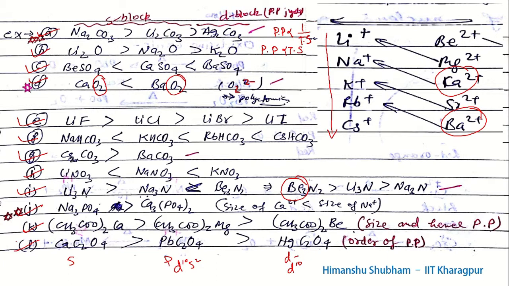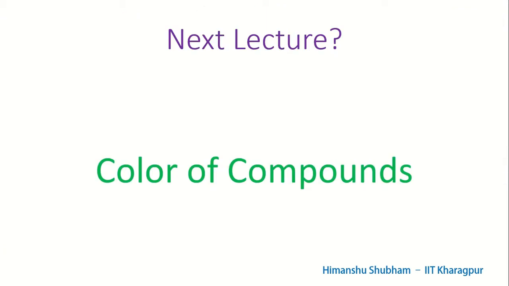So we have dealt with a variety of questions on the basis of the concepts that we have learned so far, not only in the last two videos but also the video on polarizing power and the size of the cations. In the next video, we'll deal with color of compounds, which is again a very important topic from which questions are very frequently asked, and then we'll go on to heating effect in subsequent videos.